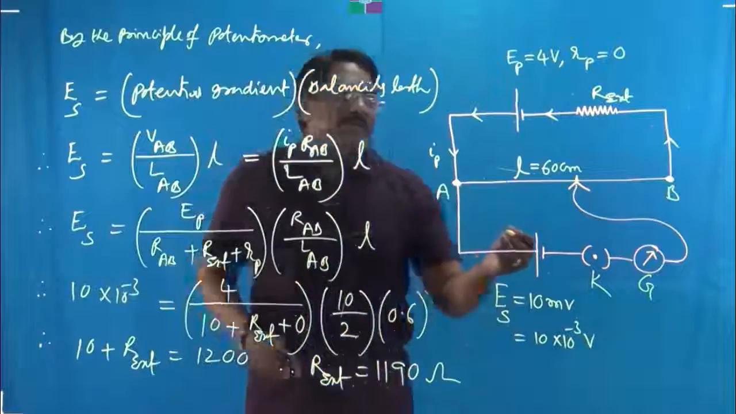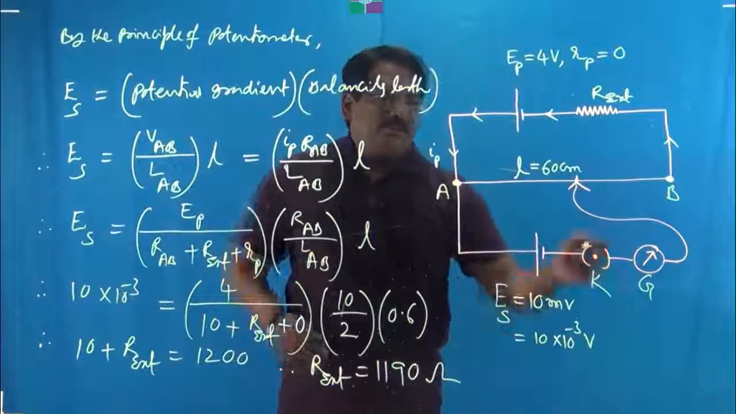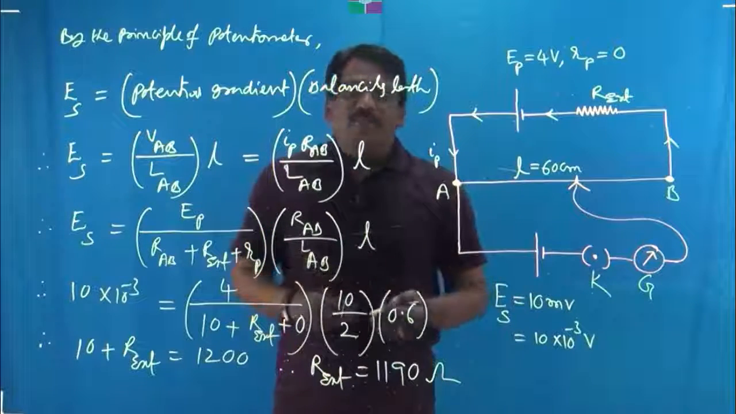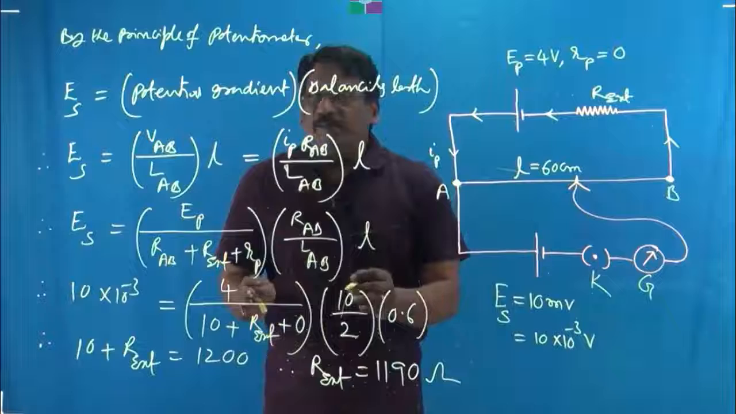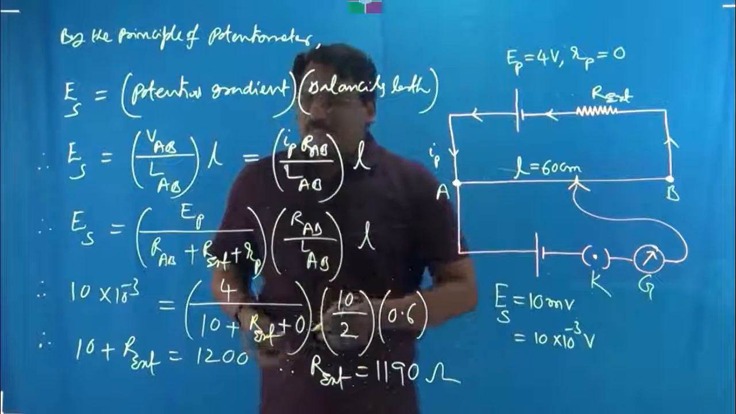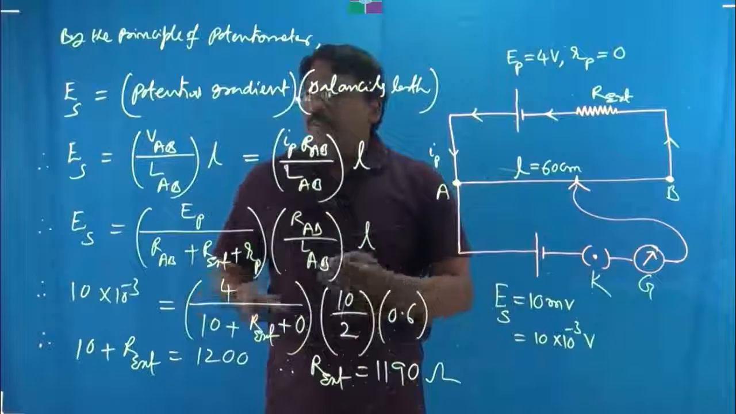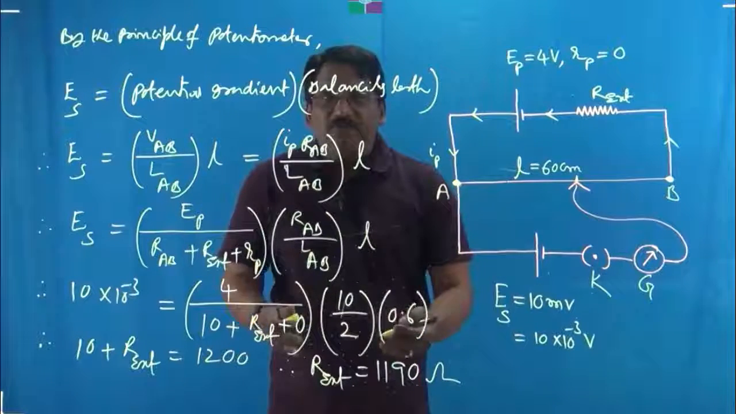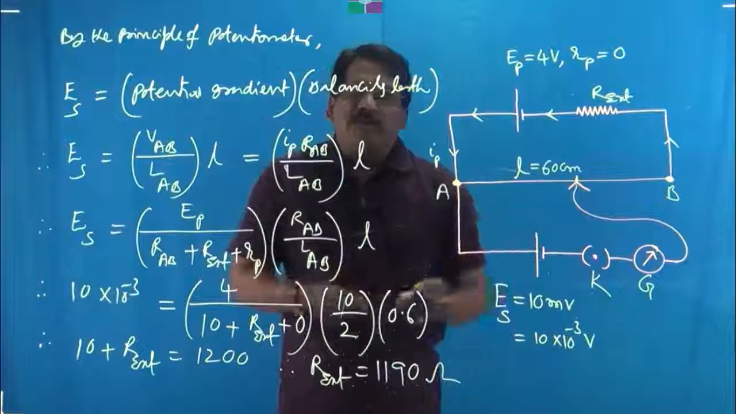Here you see the comprehensive question. If you are thorough with this question, you can easily solve the other questions also based on potentiometer. In a more elaborated way, the explanation is offered to you. Now go through it once, twice, and understand the way in which we arrive at the required answer.